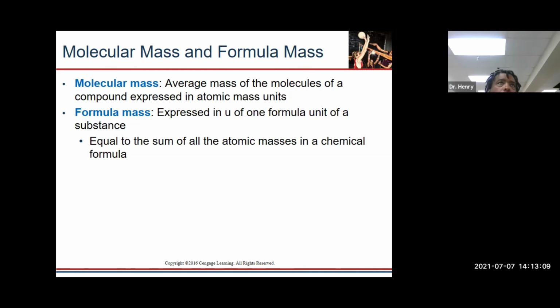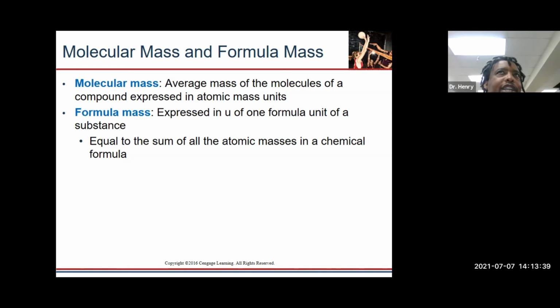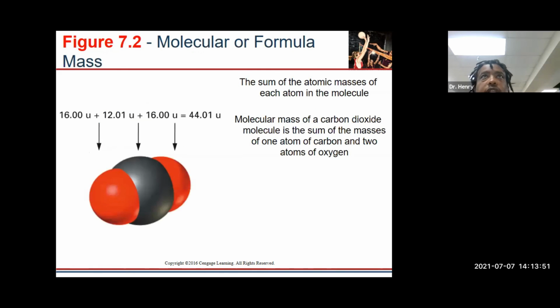Okay, so the molecular mass is the average mass of a molecule of a compound expressed in atomic mass units. In the case of a molecule itself, we're looking at the average mass of the molecule. Formula mass is expressed in units of 1 formula unit of a substance. I'm going to tell you the difference between formula mass and molecular mass. So like for instance here.